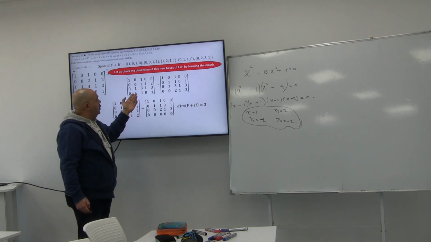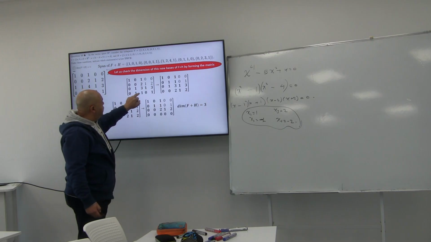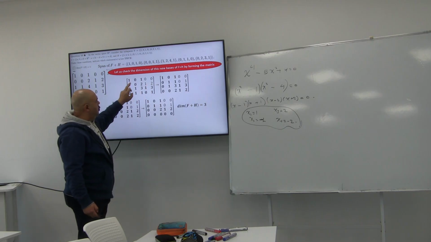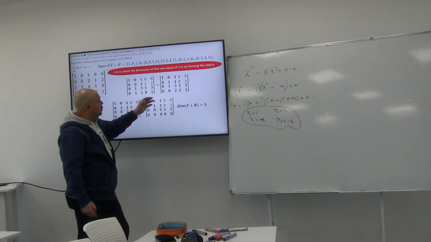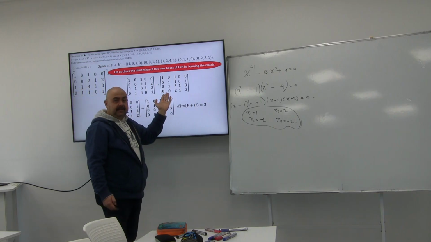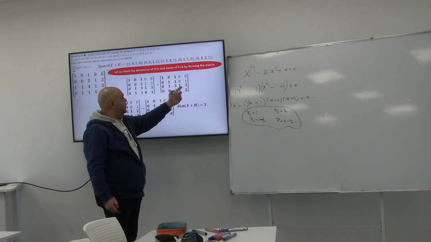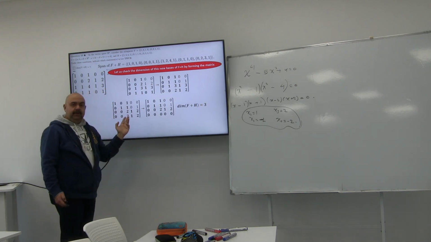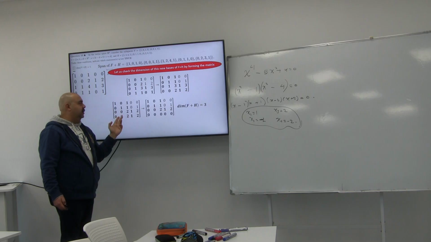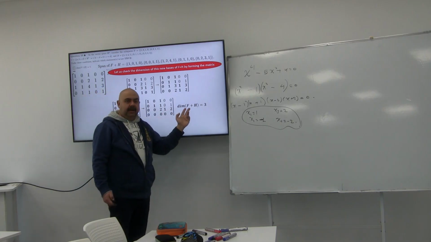Then I will make a replacement, taking the third row to be instead of the second row and vice versa. So I will end up having something like this. Multiplying the second by -1 and adding it to the third row, I will have this matrix. Remark that the third and fourth rows are identical, so one of them will be eliminated. So the rank of f plus h is going to be 3.